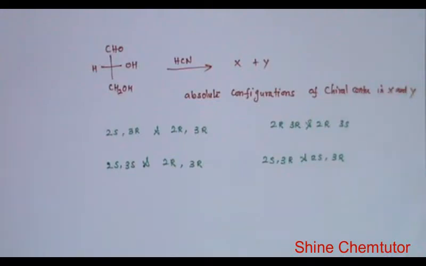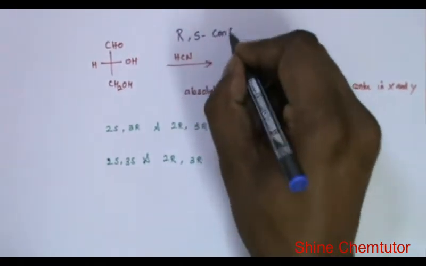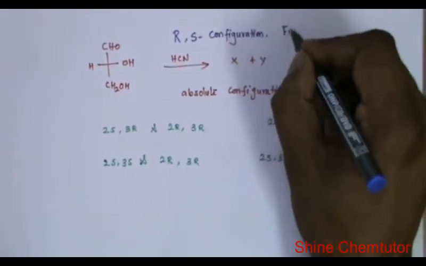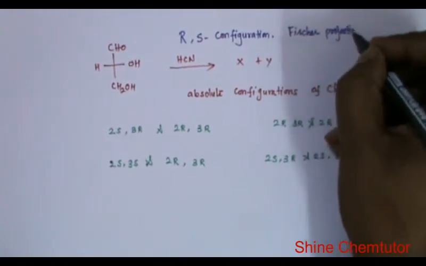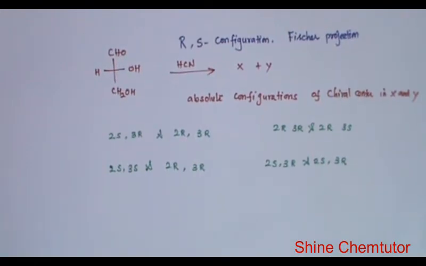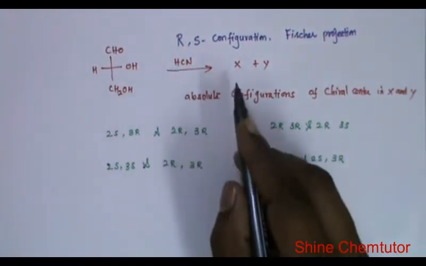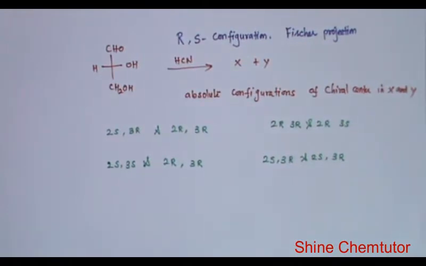In this video, we are going to solve a problem on assigning R and S configuration in Fisher projection. They have given glyceraldehyde as starting material. To that, they have added HCN. During the reaction, they get diastereomers X and Y. What will be the absolute configuration of chiral centers in X and Y? That is the question.